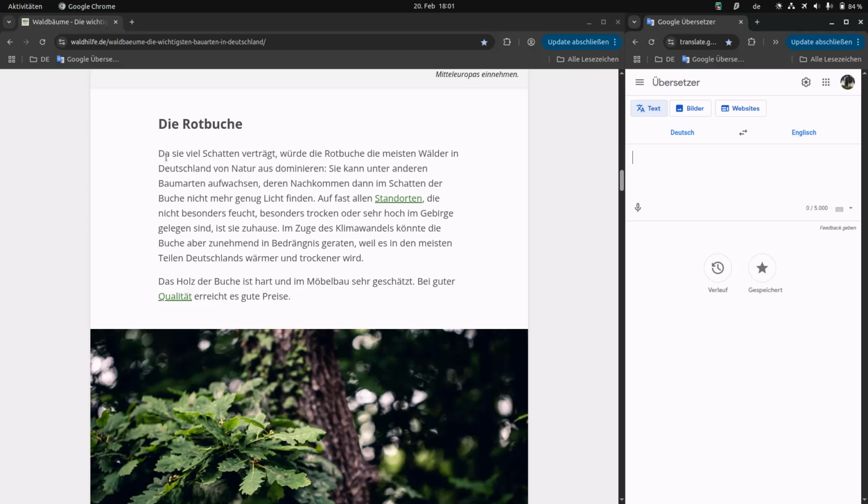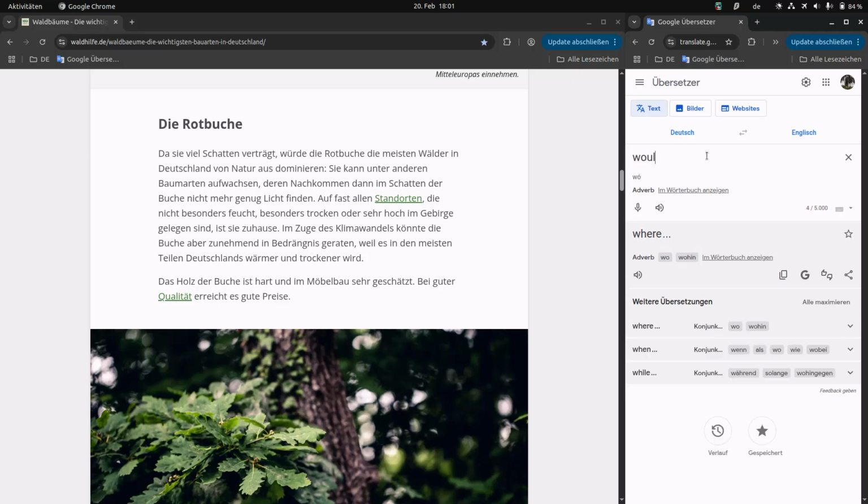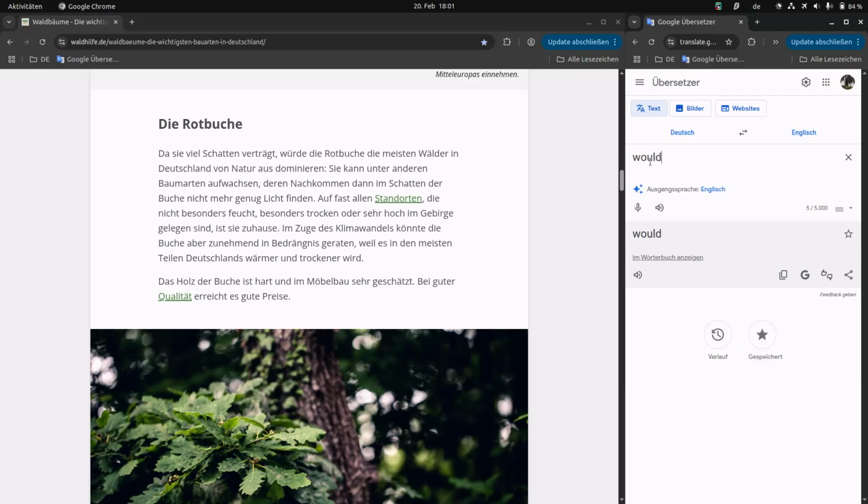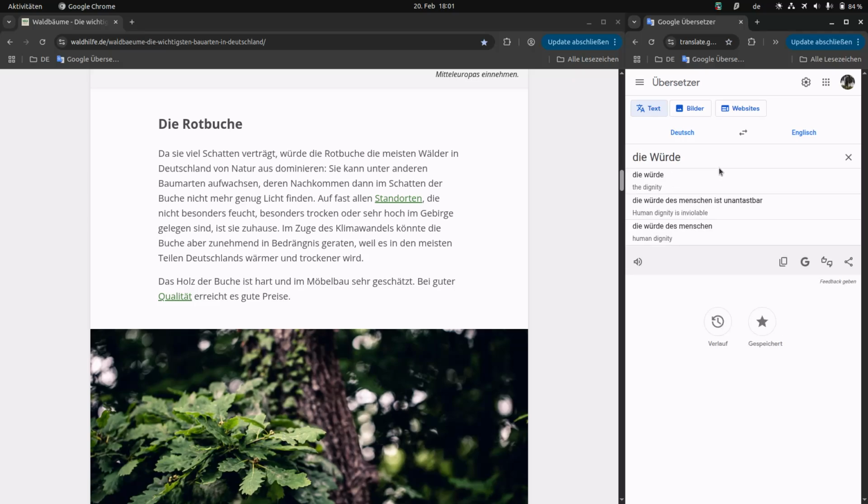And yeah, Schatten verträgt, so it can bear a lot of shadow, you could say, or darkness. Da sie viel Schatten verträgt, as it much shadows tolerates, basically. Würde die Rotbuche, würde, this just means would, not to be confused with the wood, this wood, not the other, this wood, which of course is also very close to the topic we're talking about, but this wood is of course meant. But not to be confused with the noun, die Würde, which should mean dignity.